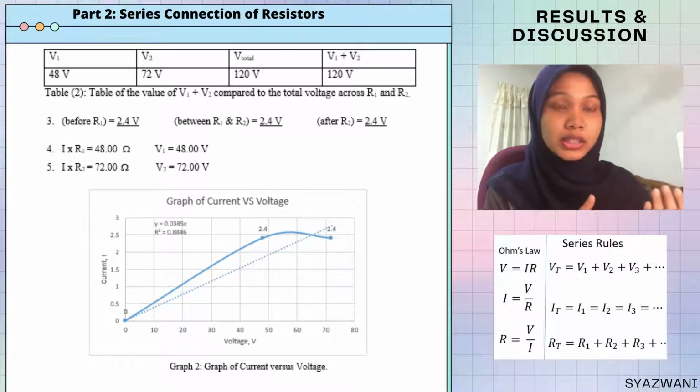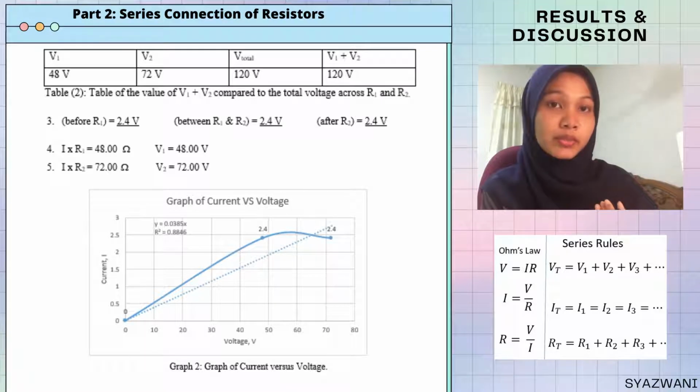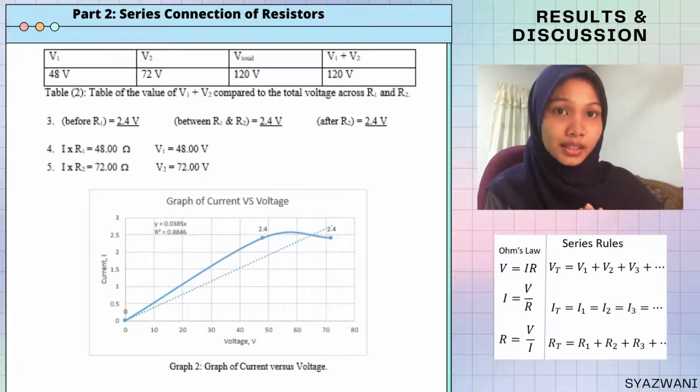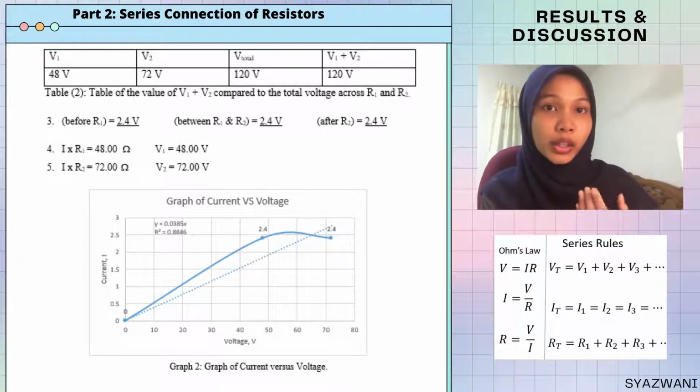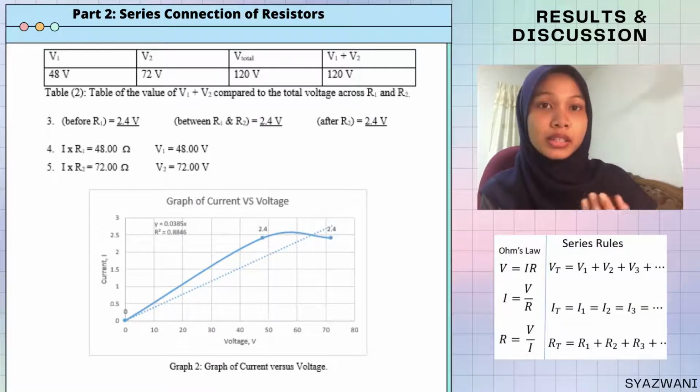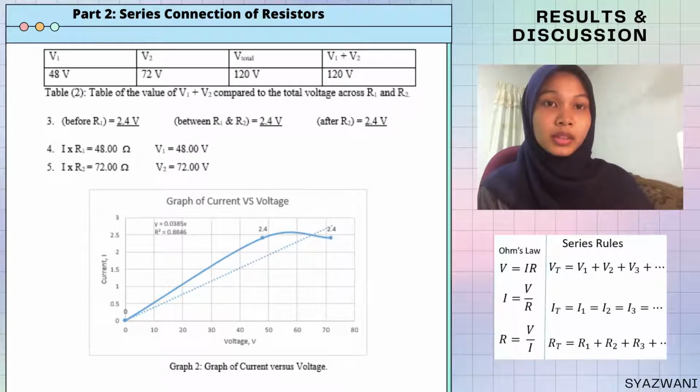Therefore, the equivalent resistance of the circuit is the sum of the individual resistances, as there was only one path for the current to flow in a series circuit. Thirdly, the result has proven Ohm's law formula, which is V equals IR. Therefore, the product of current and resistance is equivalent to the voltage. Moreover, for non-ohmic conductors, the graph of voltage against current was not a straight line.